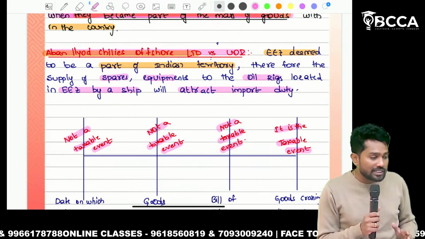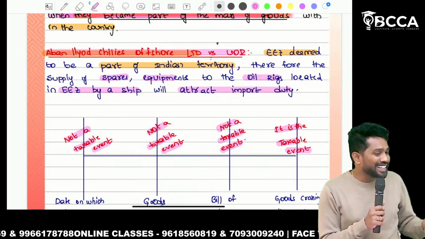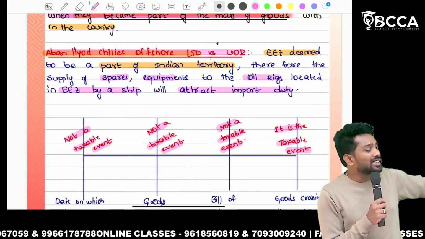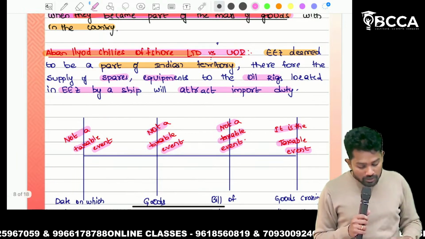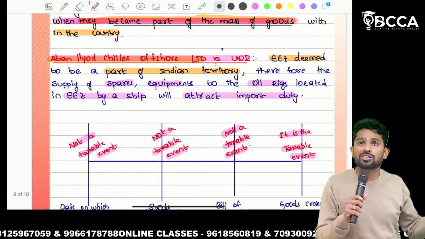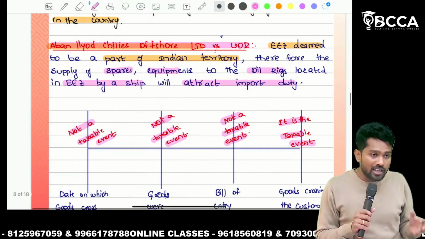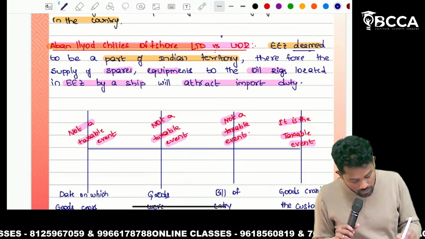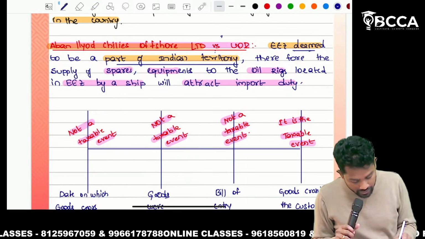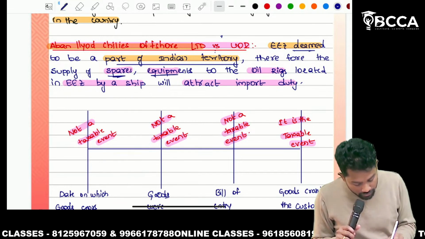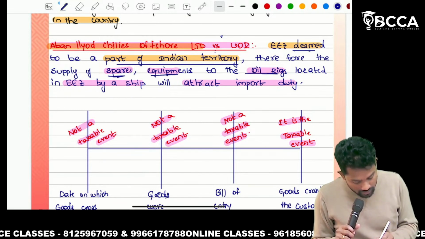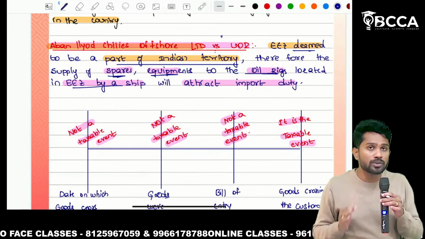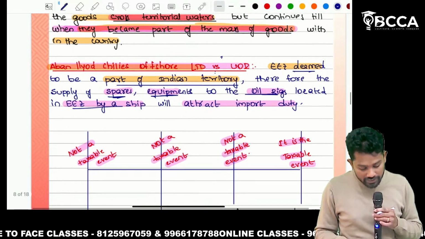Okay, so we understand import is a process. It starts when the goods cross territorial waters and continues till the goods become part of the mass of goods in the country. And I have said a different case law which says exclusive economic zones are also deemed to be part of Indian territory. Therefore, the spares and equipment for the oil rigs, which were brought to the oil rigs by a ship located in the exclusive economic zone, also have to be treated as import.